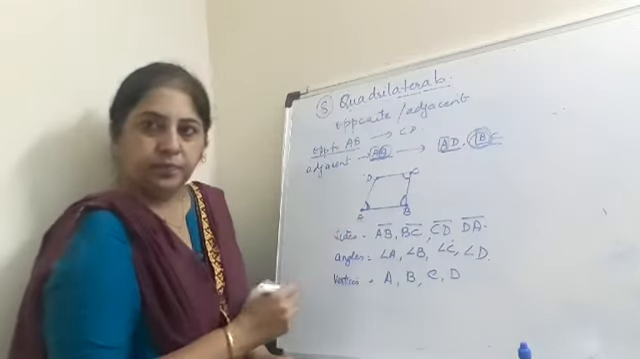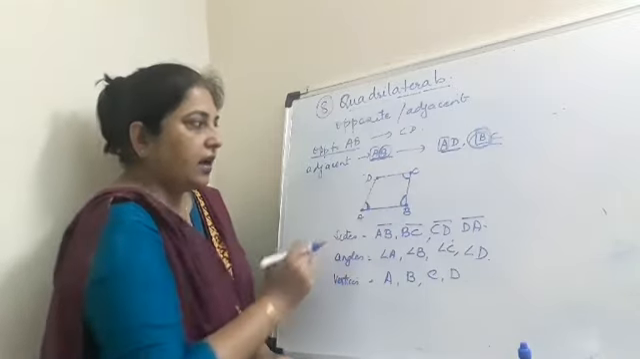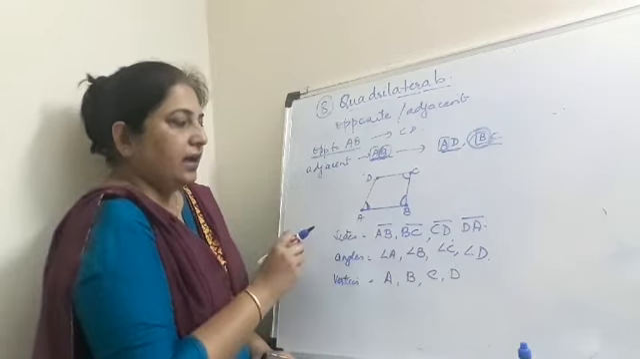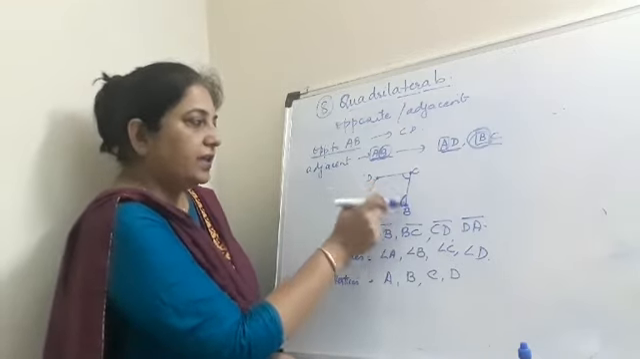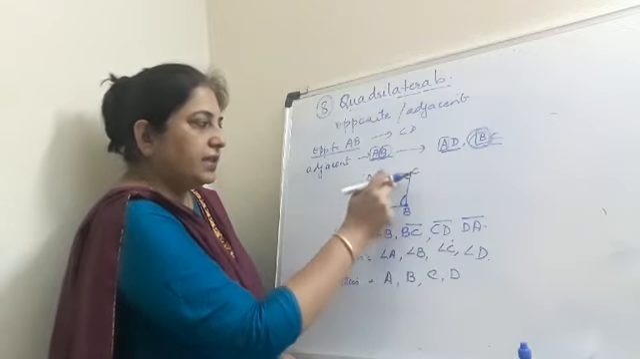Now, what is the angle opposite to angle A? Angle C, meaning in front, right? And what is the opposite angle to angle B? It will be angle D. These are opposite angles.